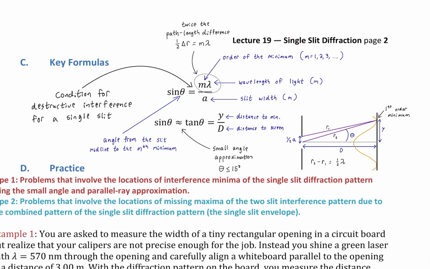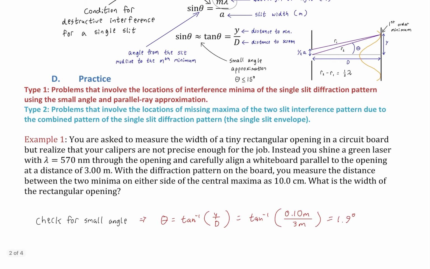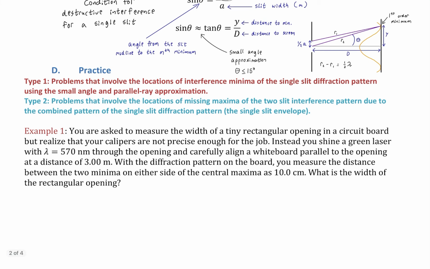I think we're ready to do our practice examples. Let's first look at the two types. Type 1 and type 2. Type 1 is most of them: problems that involve the location or locations of interference minima, notice it's just minima, of the single slit diffraction pattern using the small angle and parallel ray approximation.